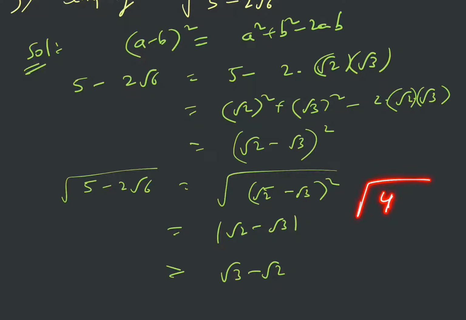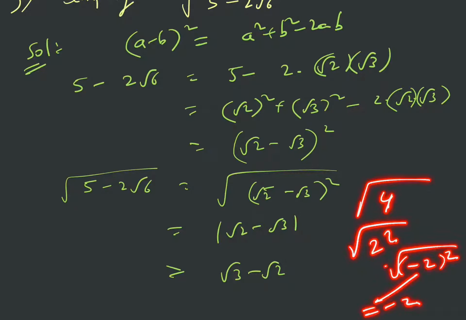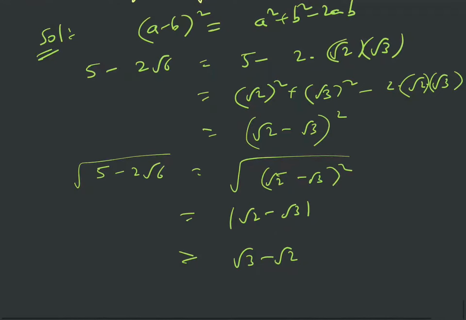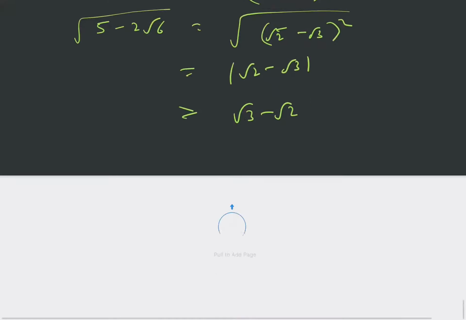Similarly, root 4 you can also write as root of minus 2 whole square, but you don't open it as minus 2, you open it as mod minus 2 and you get 2. Here also you open it as mod root 2 minus root 3, and since this is negative, you make it positive by multiplying with the minus sign, so you get root 3 minus root 2, right? So this is how you can simplify. These are the basic simplifications using the formula of a plus b whole square and a minus b whole square.